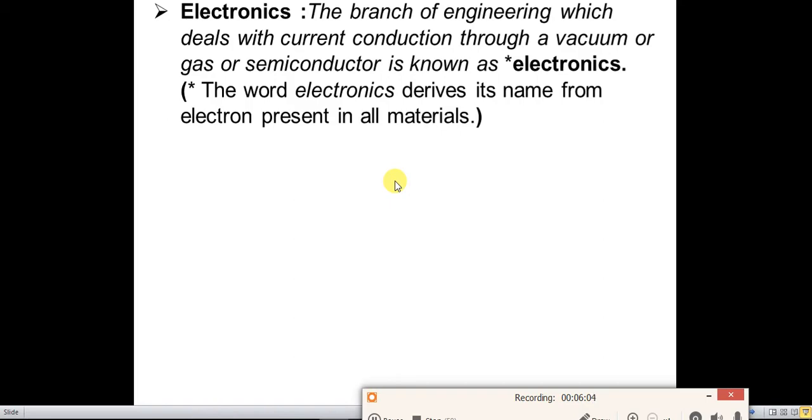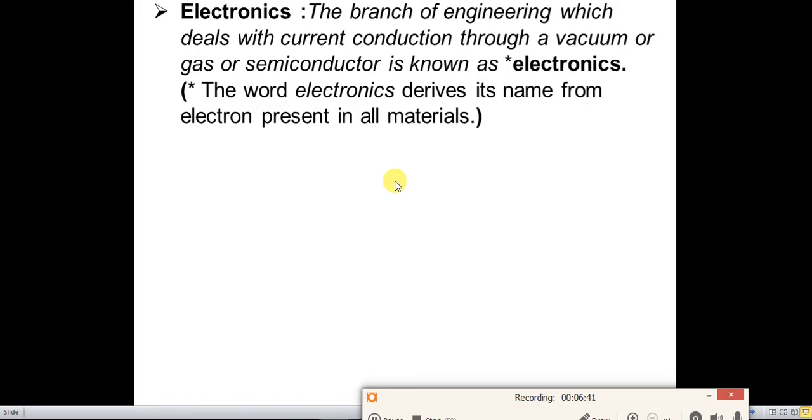So what is electronics? It is a branch of engineering, and what does this branch deal with? Current conduction. Where will the current conduction happen? Current will flow through vacuum, gas and semiconductors. So here we have to focus on semiconductors. So electronics is a branch of engineering which deals with current conduction or current flow through semiconductors, and hence it is termed as electronics.